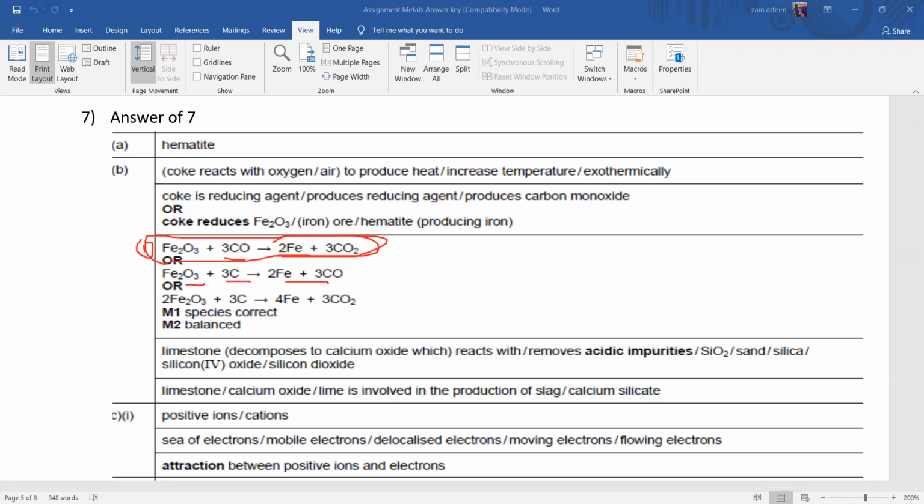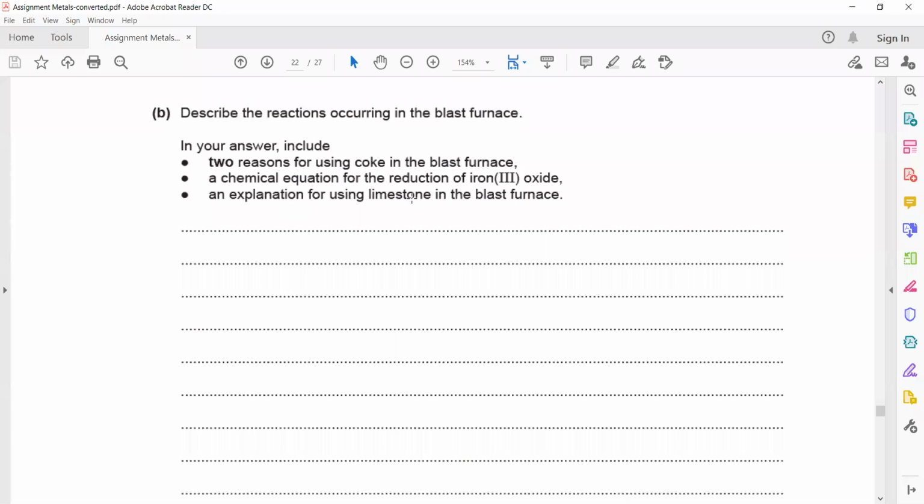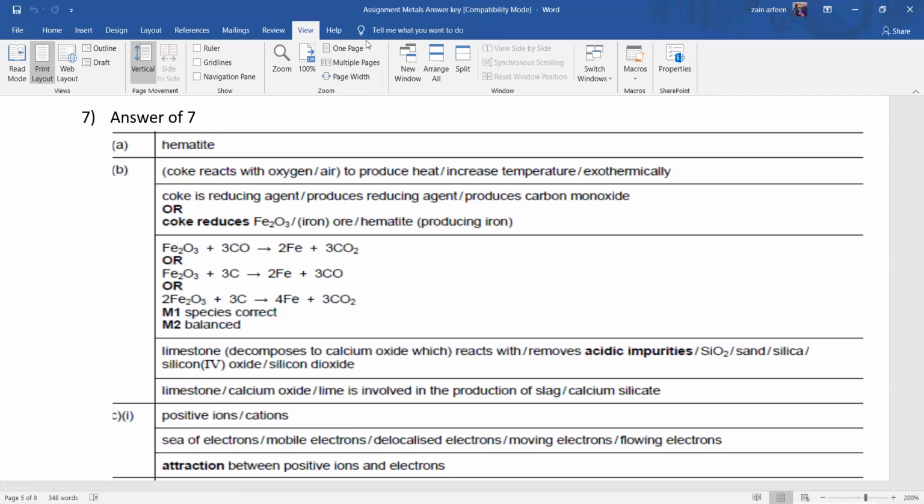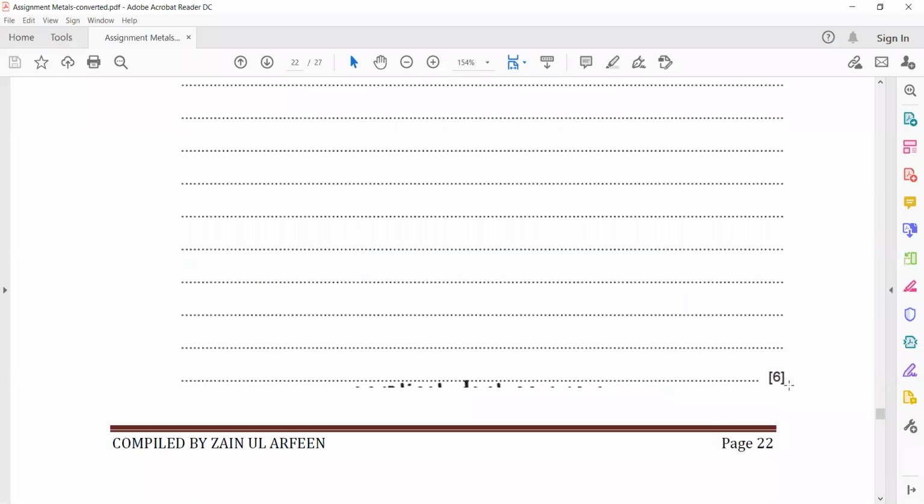The next part they ask, state the purpose of the limestone. Why do we use limestone or calcium carbonate? Limestone decomposes to produce calcium oxide, and this calcium oxide will remove the acidic impurities such as silicon oxide, sand, or silica, or silicon dioxide. So this will give you 6 marks.